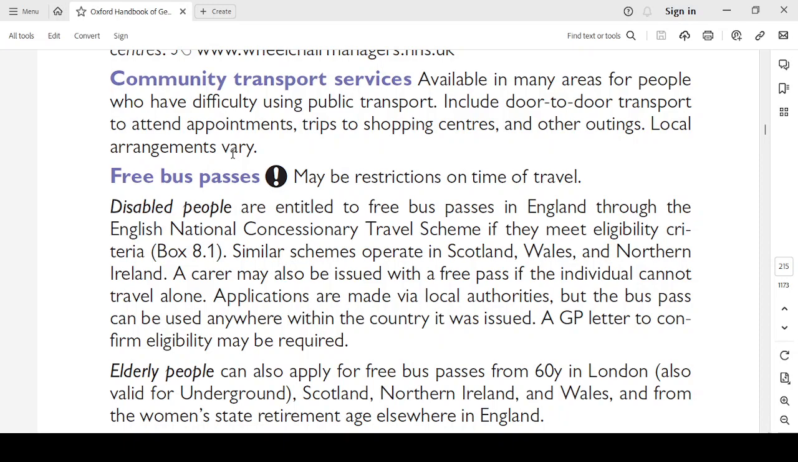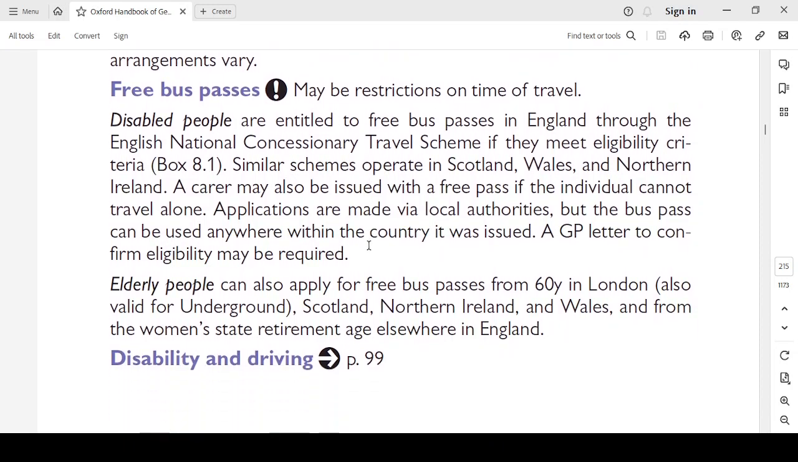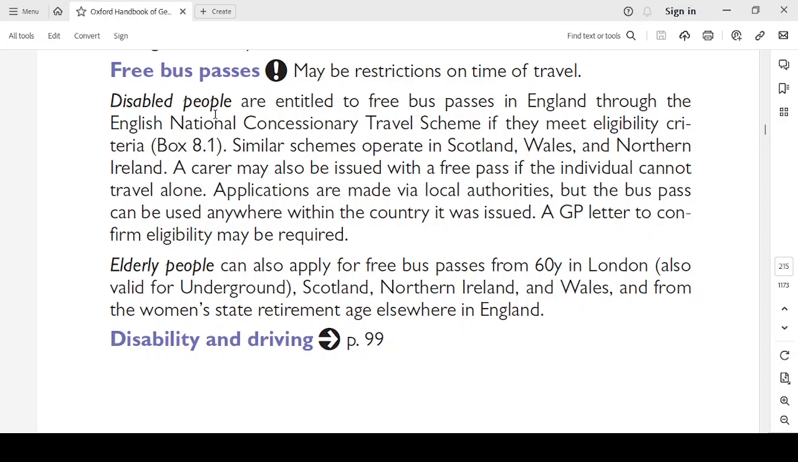Local arrangements vary. Free bus passes may have restrictions on time of travel. Disabled people are entitled to free bus passes in England through the English National Concessionary Travel Scheme if they meet the eligibility criteria, which is there in box number 8.1. Similar schemes operate in Scotland, Wales, and Northern Ireland.